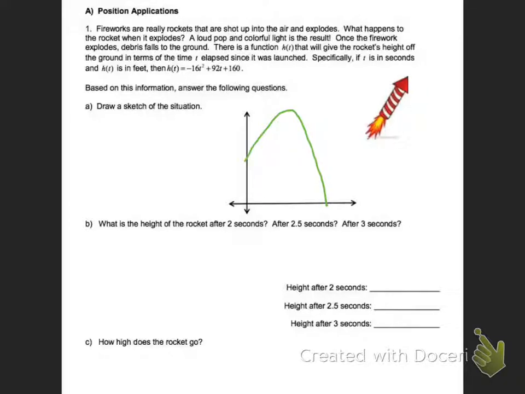So in this case, our x-axis is going to be what? Time or height? Our x-axis. So what does our x represent? Time. So I'm going to put a time right here. Time in seconds. And then our y-axis is going to represent the height. So what is B saying? B is saying what is the y when x equals 2, 2.5, and 3?